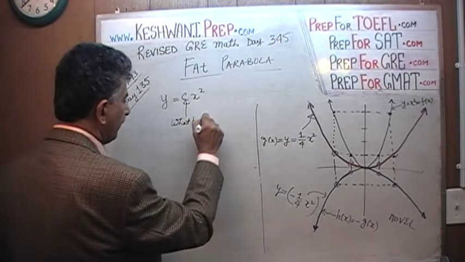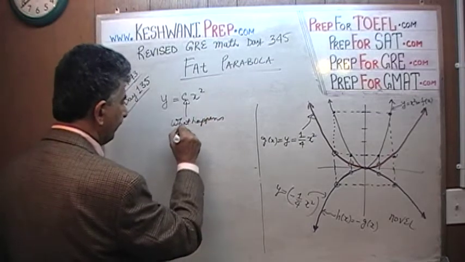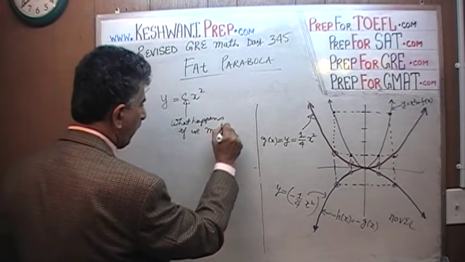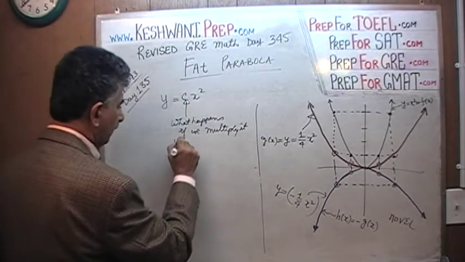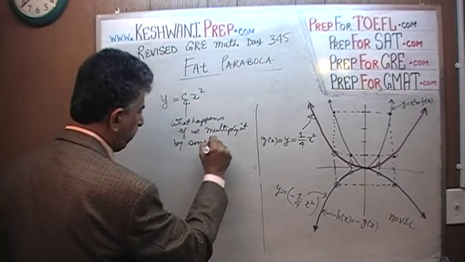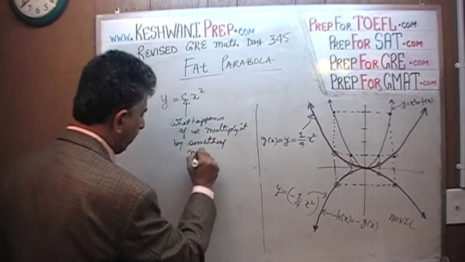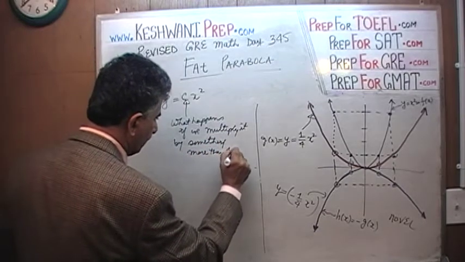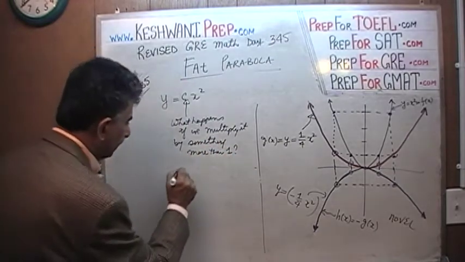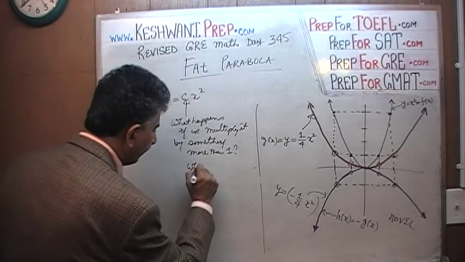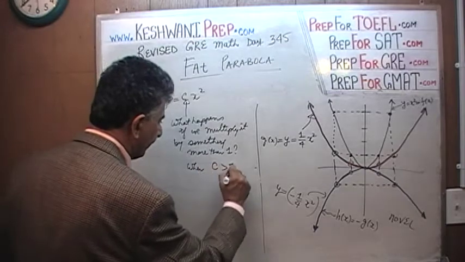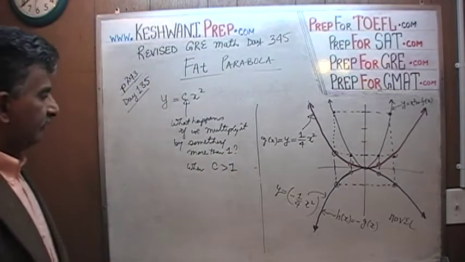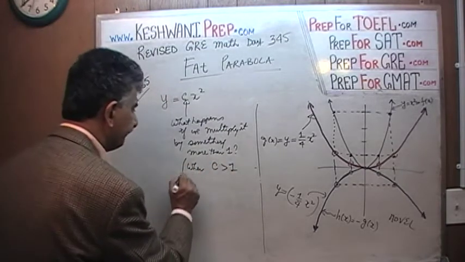What happens if we multiply it by something more than 1? In other words, when c is greater than 1. When c is greater than 1, what happens then?